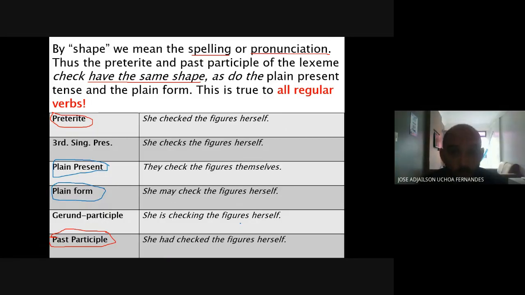Okay, this is true for all regular verbs. I'd say this blue one, even with irregular verbs. When we talk about regular verbs, I'm talking about the similarities of preterite and past participle for regular verbs. So if you take a look, you will see this coincidence. I won't spend time doing this because for sure you are going to watch the class again or have access to the slides and you can compare.